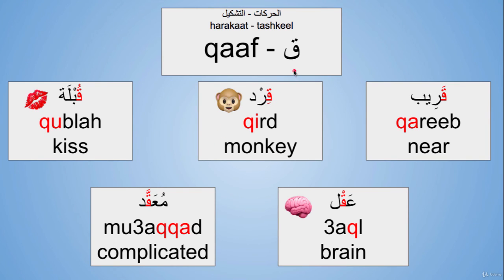Moving on to the letter qaf, qaf, you can find it with fatha to sound like qa, qa, in a word like qarib, qarib, which means near, and with kasra it will sound like qi, qi, like in the word qird, qird, which means monkey. And you can also have it with dhamma to sound like qu, qu, like in the word qubla, qubla, which means kiss in Arabic. And it can also come with sukoon in a word like aql, aql, which means brain. And it can come with shadda in a word like muaqqad, muaqqad, which means complicated.